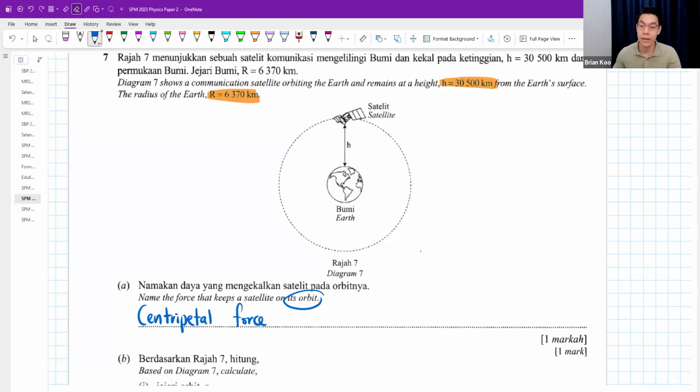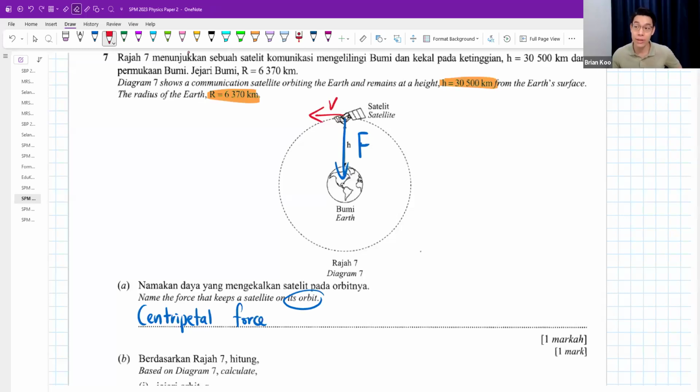Okay. Can I say gravitational force? Sometimes they accept, sometimes they don't accept. The second best answer is gravitational force. Yeah, because understand that centripetal force looks like this. This is how I would label if they ask me to label. It's the force that keeps on pulling the satellite to the center. Keeps on pulling it like this. That's why, because satellite is moving quite fast, right?